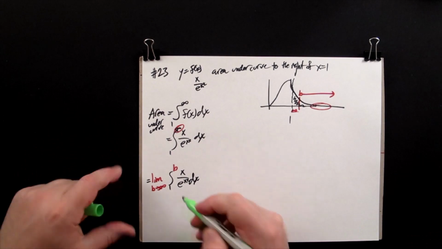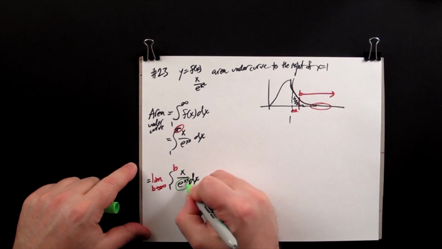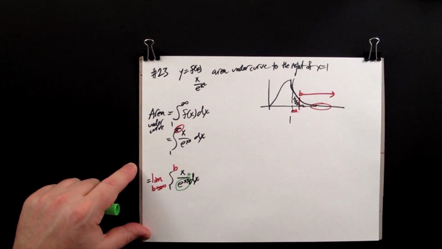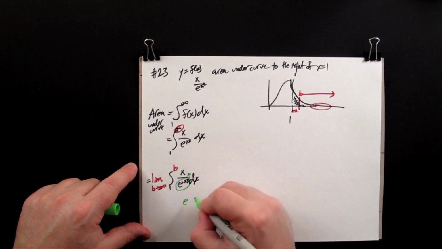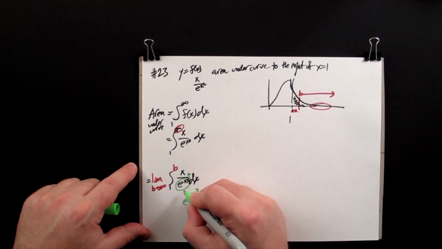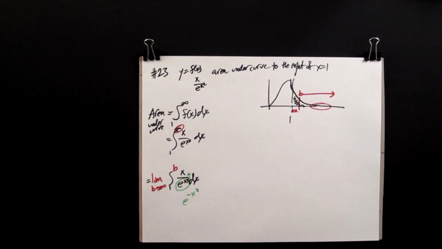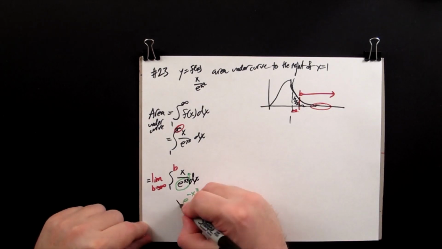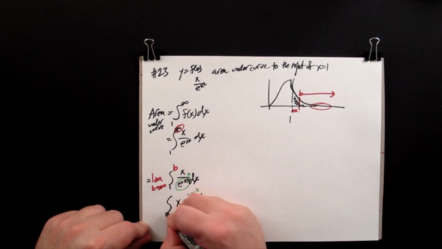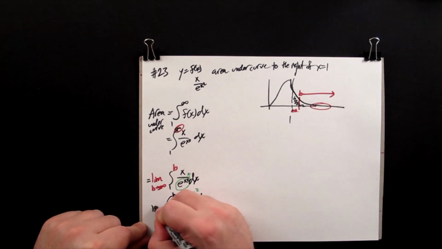So you may look at this and wonder what to do here. If you pull this e to the x squared into the numerator, it'll end up working pretty well. So e to the minus x squared, right? We're pulling it up, so we get a minus x squared, and then we have x dx. Still have this stuff here.